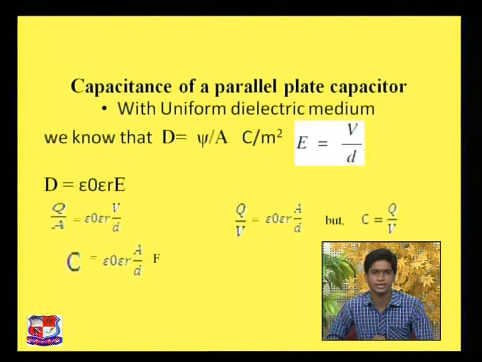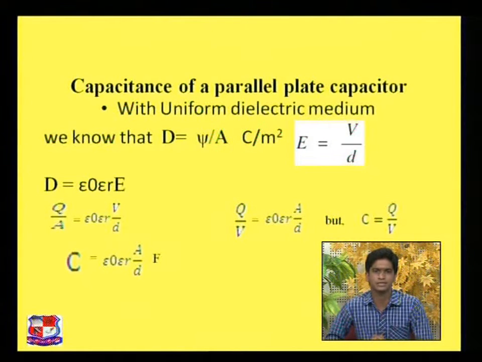We already know that D is equal to Q by A. So by putting in the equation, Q by A is equal to epsilon 0 epsilon R, and we can put E is equal to V by D. So now we have the equation Q by A is equal to epsilon 0 epsilon R V by D. Now we are interchanging the positions of V and A. We can do that, so that finally we have Q by V is equal to epsilon 0 epsilon R A by D, where Q is the charge accumulated on the capacitor, V is the voltage, epsilon 0 is the absolute permittivity, epsilon R is the relative permittivity, A is the area of the plates, and D is the distance between the plates.